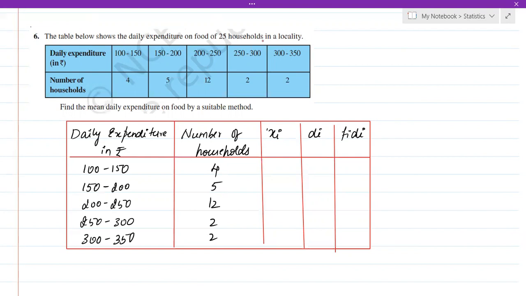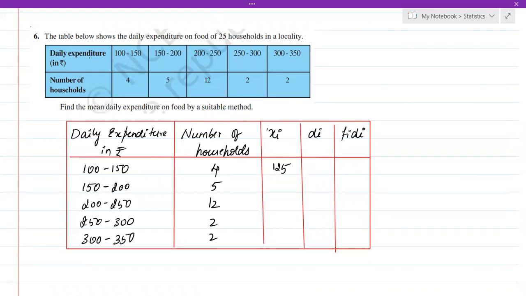Now let's find xi. So between 100 and 150, the middle value is actually 125, or you can just add it. 100 plus 150 is 250. If you divide by 2, we get 125. So that's the value of xi. Let's write the value of xi. Xi will become 125 here.